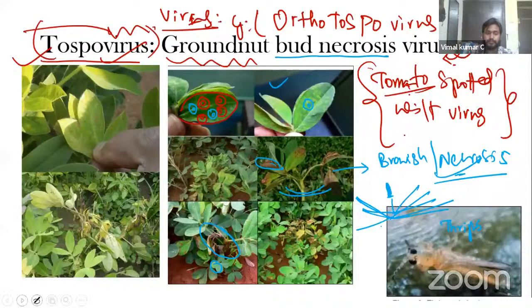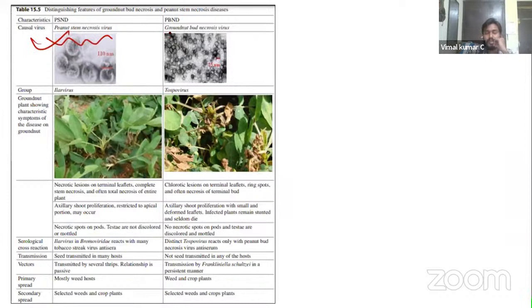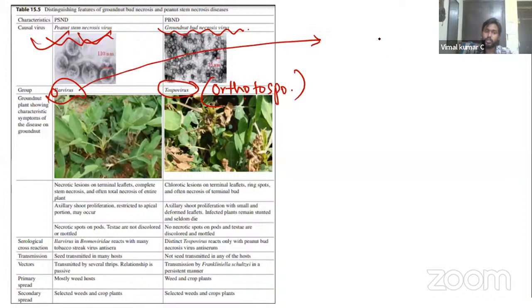Then one more disease is peanut stem necrosis virus. Okay, so now we have studied groundnut bud necrosis virus. Another one is peanut stem necrosis virus. As I told, it is TASPA virus or orthotospovirus, so this is the genus. This is the ilarvirus group. As I told, the ilar group is with respect to tobacco streak virus, right? This is a species, right? Ilarvirus is a genus.